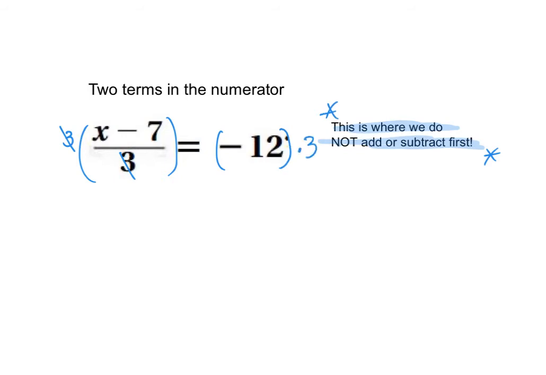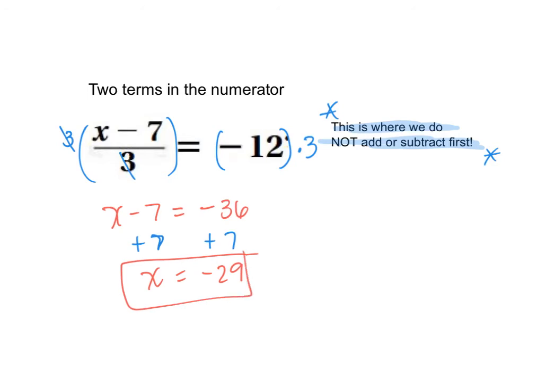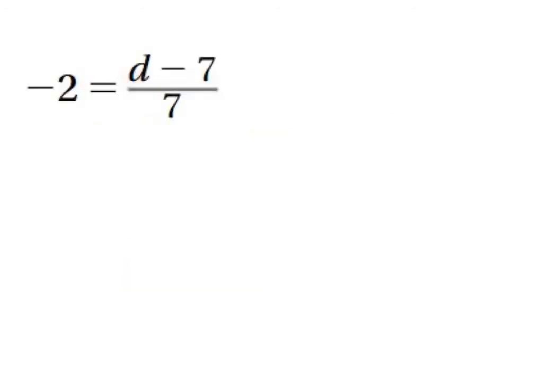Okay, now once we've done that, we're left with x minus 7, which was the numerator, from the left side, equals -12 times 3 on the right. That's -36. And all we have to do from here is just add 7 to both sides. And voila, we have our answer. So x equals -36 plus 7 will give us -29. All right, do another one.